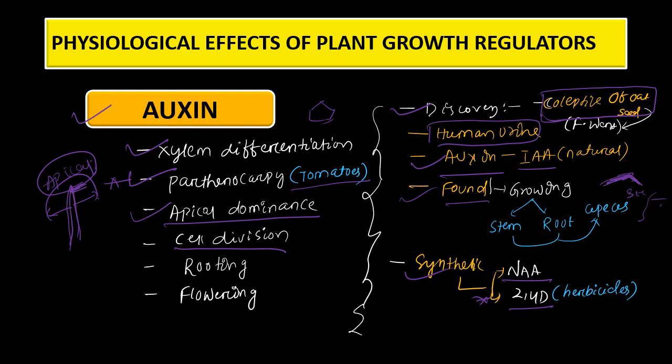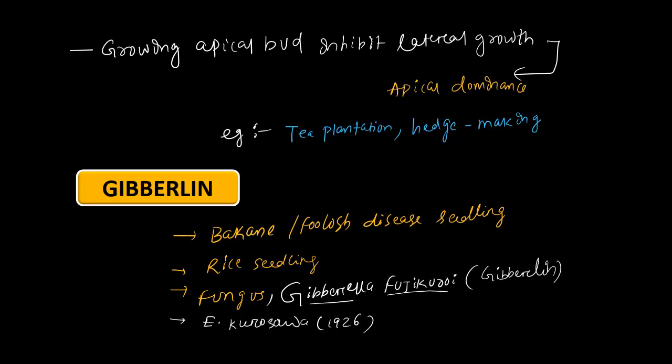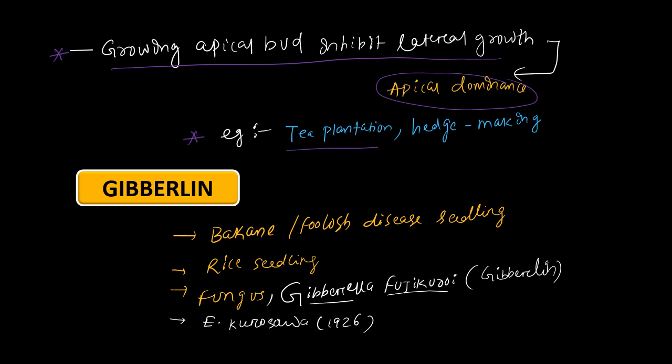Auxin helps in different types of cell division. It also helps in rooting and flowering. So this is all about auxin and its physiological effects. Next, another important point in auxin: the growing apical bud inhibits lateral growth. Already discussed, this is called apical dominance. It inhibits lateral growth. This is mostly seen in, star mark this point, tea plantation and hedge making.